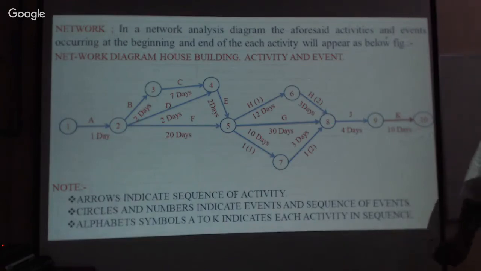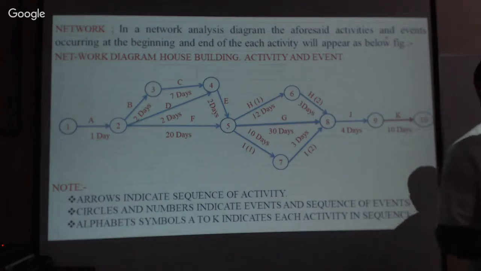Now from this, we have to analyze which is the best path and which is the critical path. What are the other paths? Now we have to identify that. Now we will see. We will find out the total time required: from 1 to 2 is 1 day, 2 to 3 is 2 days, 3 to 4 is 7 days. Now we have to find out the total time required to complete the project.